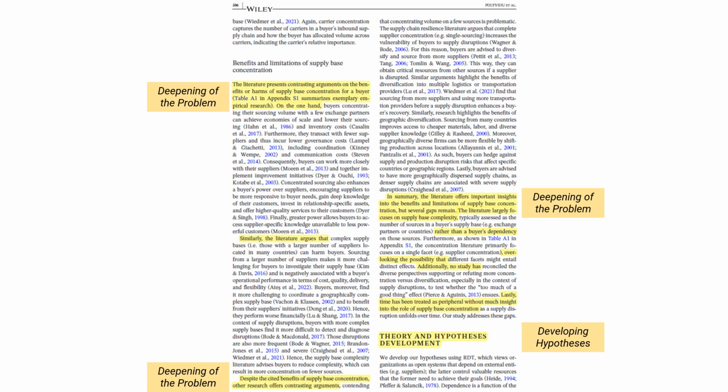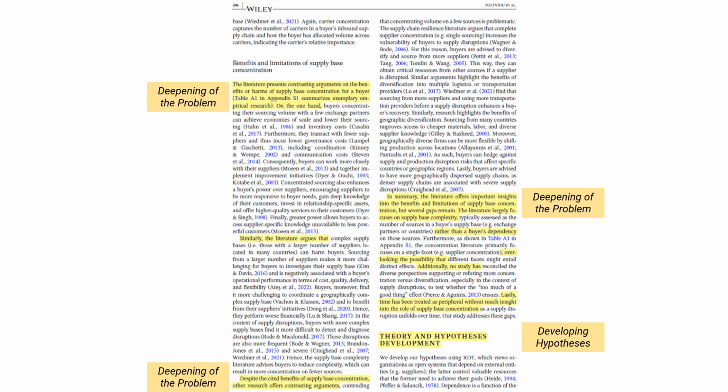After setting the context and defining the key concepts, they delve into the actual literature review under the title Benefits and Limitations of Supply-Based Concentration. As you can see, they start by deepening the research problem introduced in the introduction, pointing out that existing literature provides conflicting arguments and answers to whether the number of suppliers positively or negatively influences the impact of supply chain disruptions. They continue by describing these different findings and opinions in the literature and conclude the section with a summarizing statement that although much has been written and researched about the topic, the answers remain insufficient and contradictory.